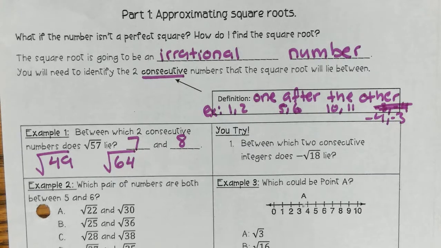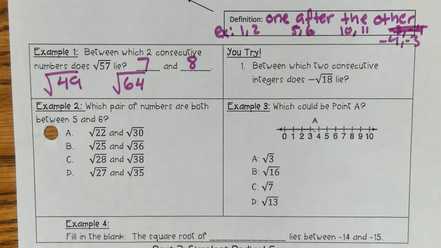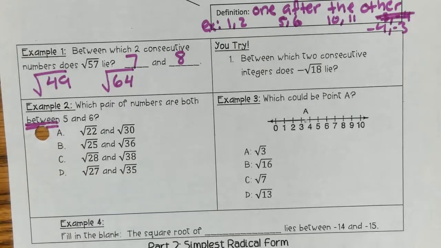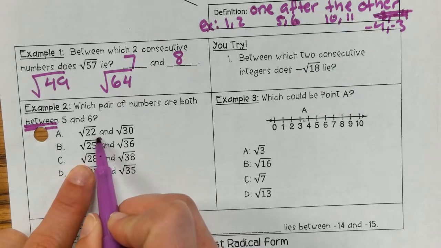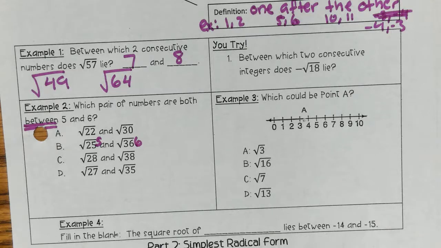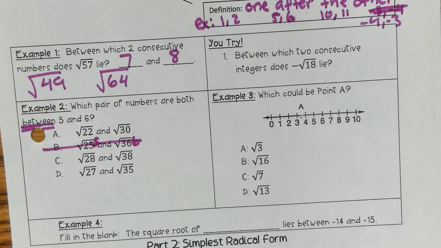I'm going to do example 2, and then I'm going to let you guys do these ones on your own. So example 2 says, which pair of numbers are both between 5 and 6? Between does not mean equals 5 and 6. The square root of 25 is 5. The square root of 36 is 6. So that's not going to be between 5 and 6. That is 5 and 6. B is an answer a lot of people choose because they see numbers that match up and they're not reading the question.